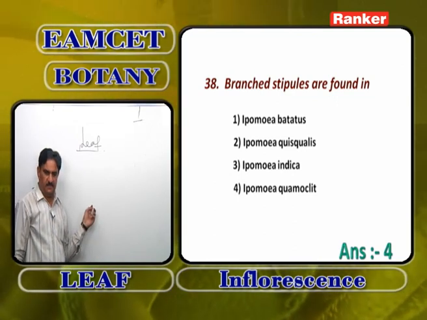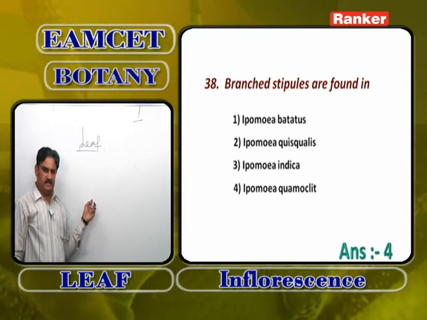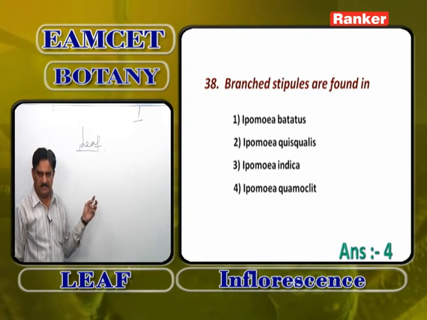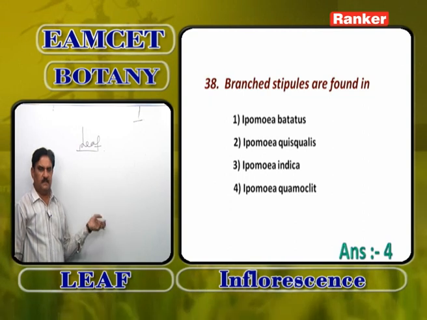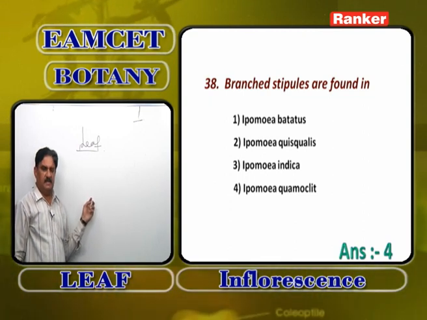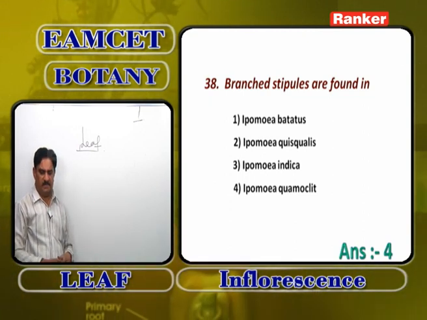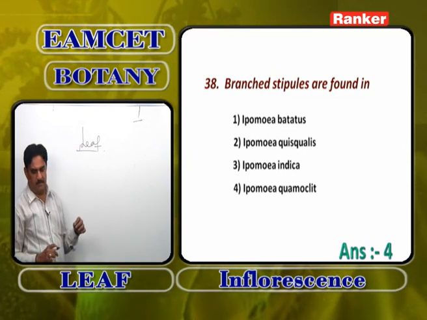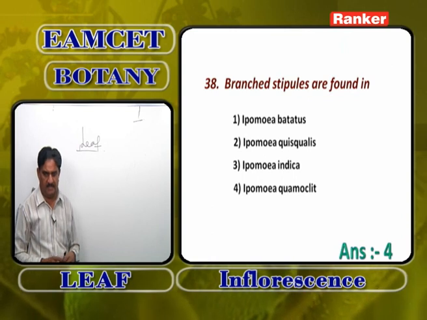Deciduous stipules are found in Michelia. In some plants, stipules remain even after the expansion of the leaves. They are called persistent stipules. Example, Lathyrus and Pisum. And in some plants, stipules are very much branched, and those branched stipules are found in Ipomoea quamoclit. Here Ipomoea batatas is there.